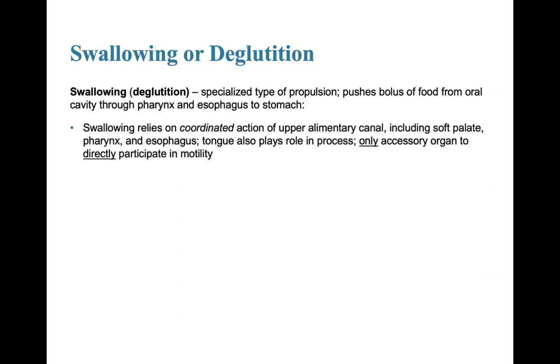Now let's talk about the process of swallowing, or deglutition. This is a special type of propulsion. It pushes the bolus of food from the oral cavity through the pharynx and esophagus to the stomach. Swallowing relies on the coordinated action of the upper alimentary canal and includes the soft palate, pharynx, and esophagus. The tongue also plays a role in this process. It is the only accessory organ to directly participate in motility.